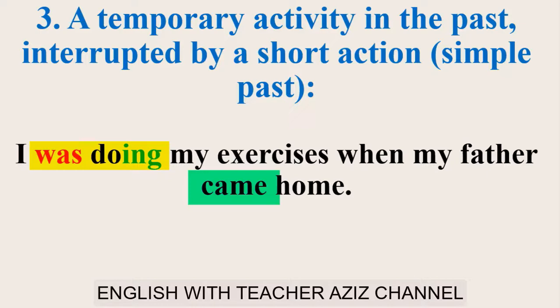Here we have two verbs. We have was doing and we have came. In the first one, was doing, we use the past continuous, and in came, we have the simple past. Because the first action, I was doing my exercises, is interrupted by another action, my father came home. This means the action which takes a long time takes the past continuous, and the action that breaks it takes the simple past because it is a short action.